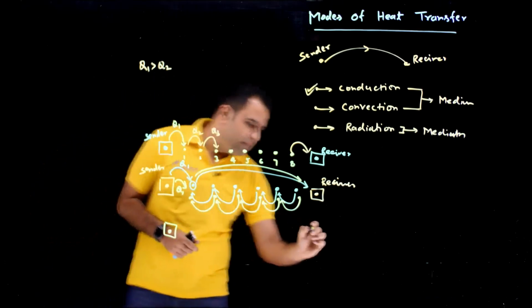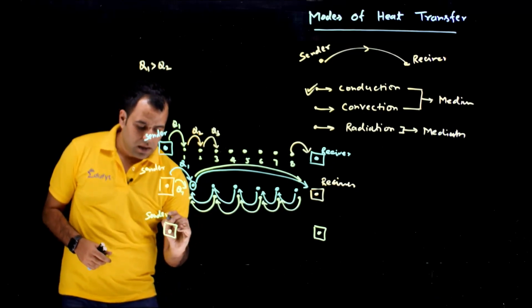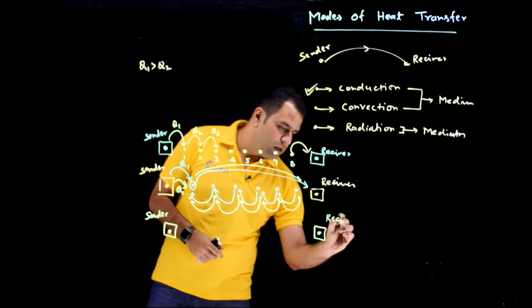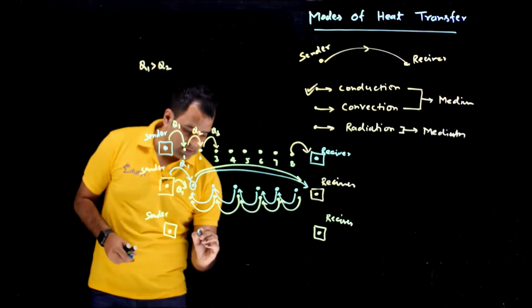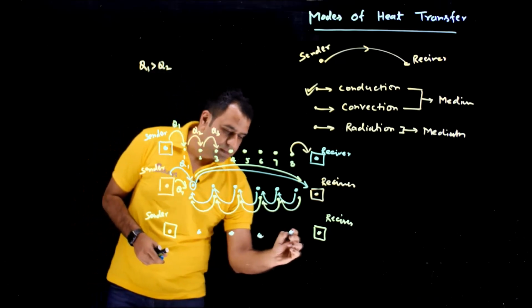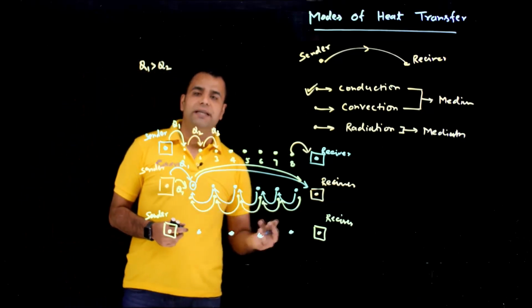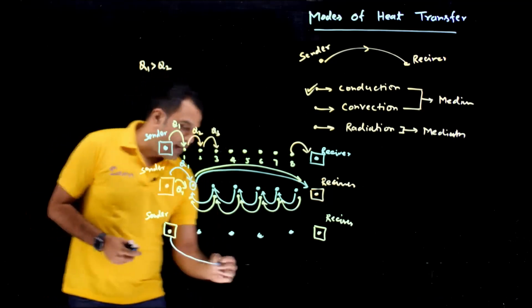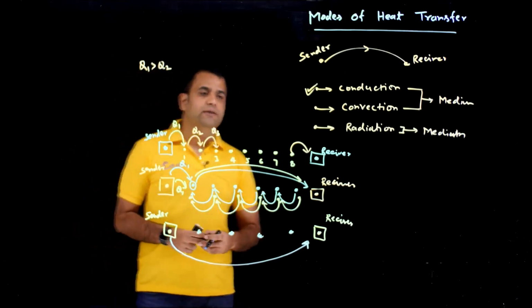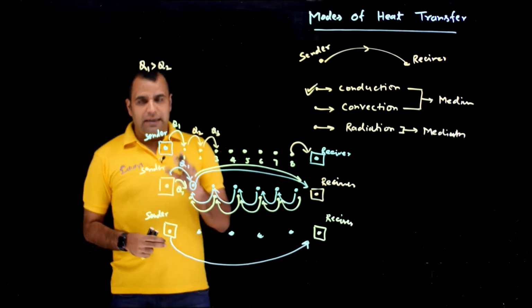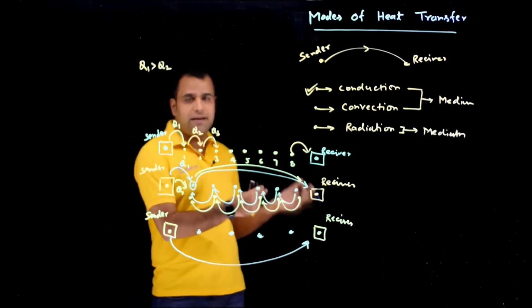Now let's talk about the third process. In the case of the third process, I am making one more diagram. There is your sender and there is a receiver. And in between we are having the particles, just like the previous cases. So in this case, the sender will be sending the heat, but the sender will not be giving the heat to the nearest particle. What this sender will do is directly throw the energy to the receiver without the use of the medium's particles. This process is known as radiation.